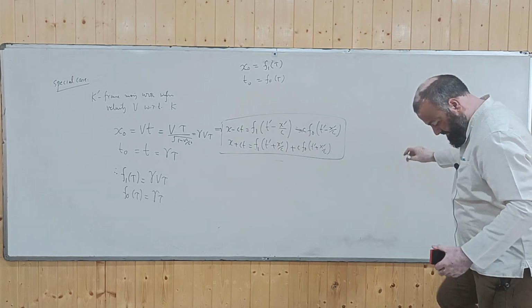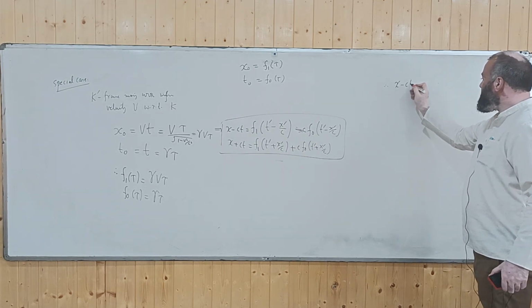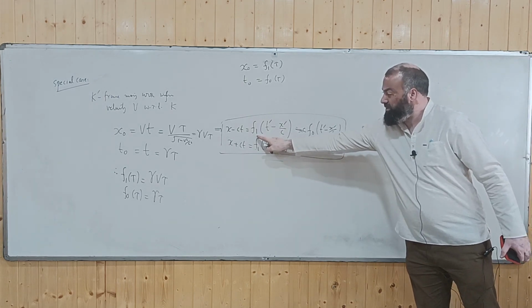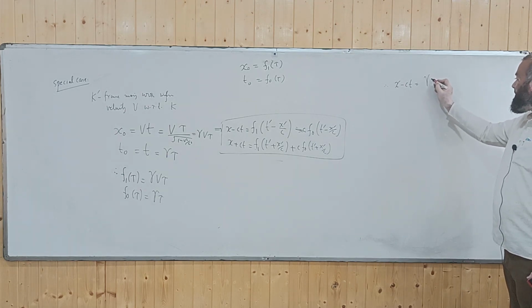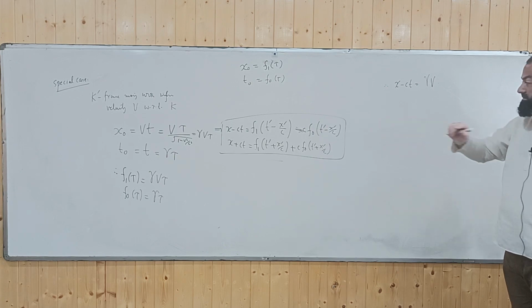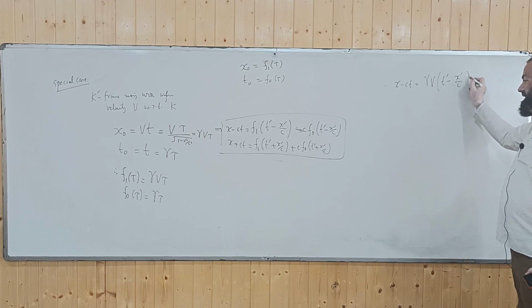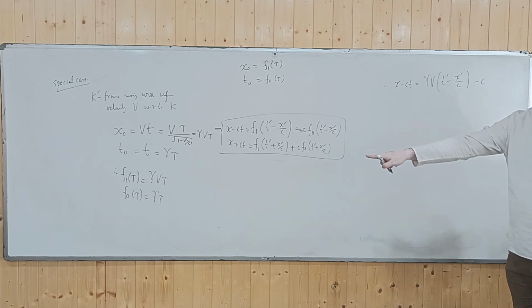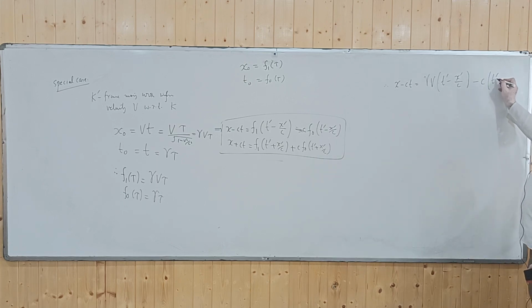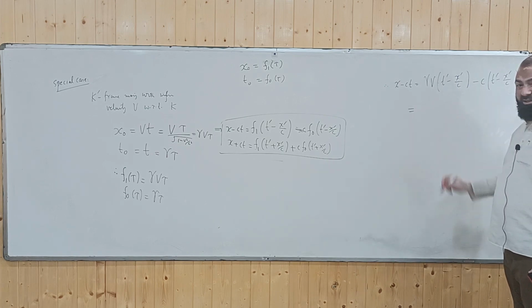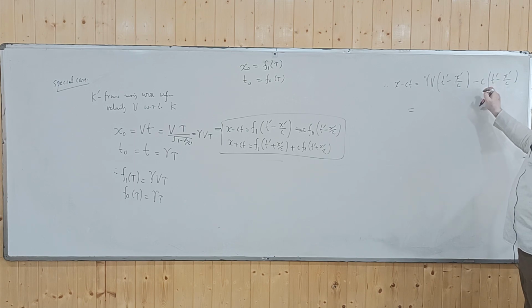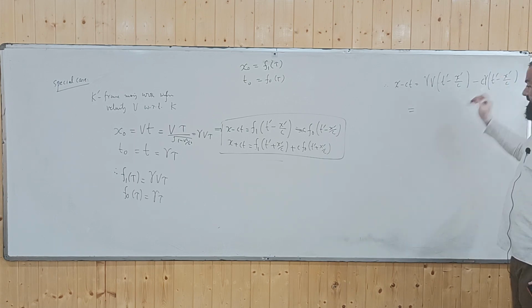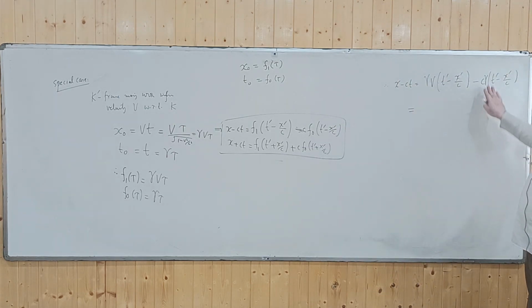So now let's try it. I can write x minus ct is equal to, from these equations, what is your f1? Gamma v. And what is the argument for tau? It is t prime minus x prime by c. Then you have minus c times f naught, which is gamma times tau. What is the argument for tau? t prime minus x prime by c. Let's work it out a little bit. There is a gamma, so you take gamma out, with c sitting in front of f naught.